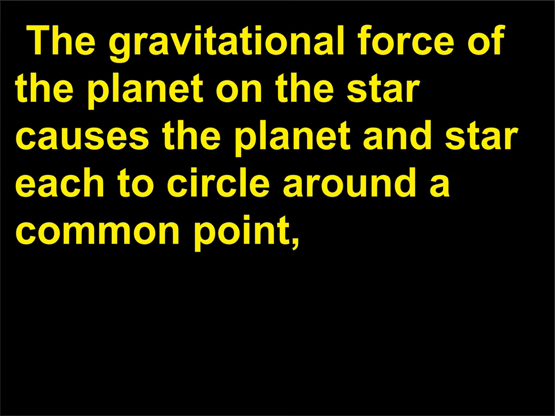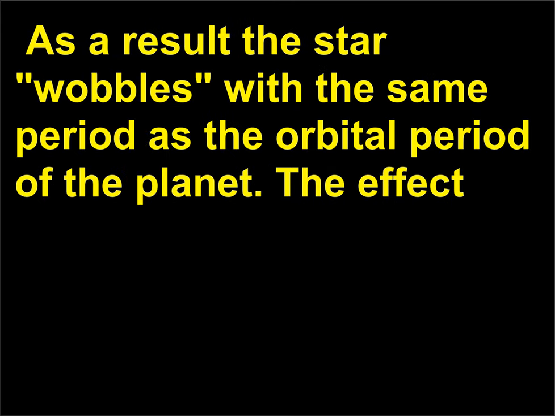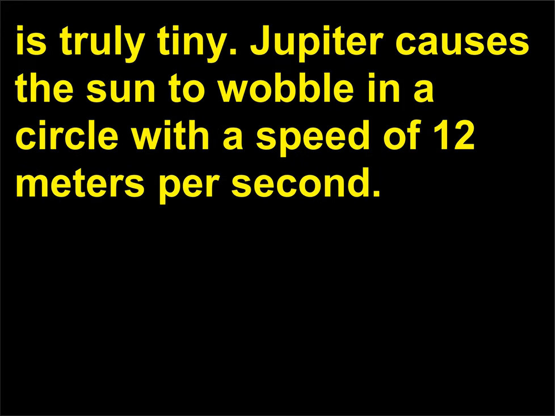The gravitational force of the planet on the star causes the planet and star each to circle around a common point, usually close to, but not in the center of, the star. As a result, the star wobbles with the same period as the orbital period of the planet. The effect is truly tiny. Jupiter causes the Sun to wobble in a circle with a speed of 12 meters per second.